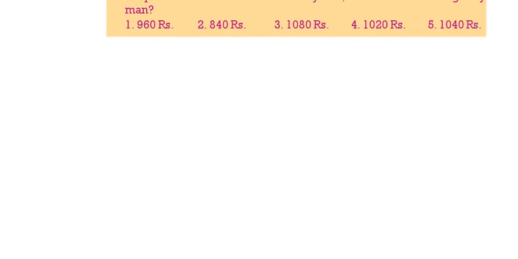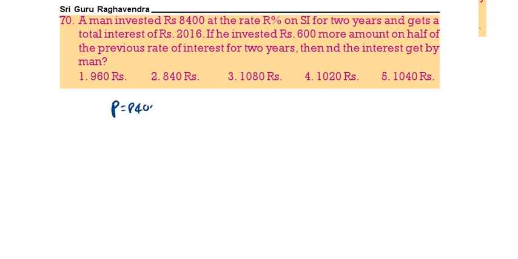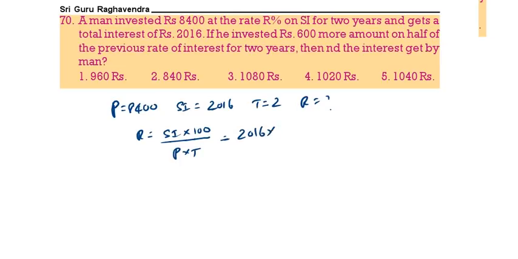Next, 70. A man invested 8,400 at the rate of R% SI 2 years and get total interest of 2016. If he invested 600 more at half the rate of the interest for 2 years, then interest received by the man is how much? First of all, here principal is 8,400, SI is 2016, time period 2. We have to find R. So R is equal to SI into 100 by P into T. That is 2016 into 100 by 8,400 into 2.